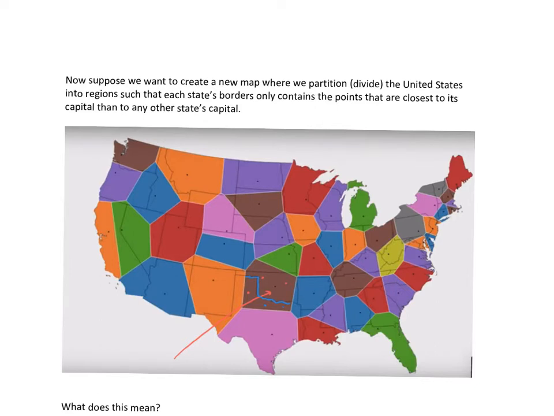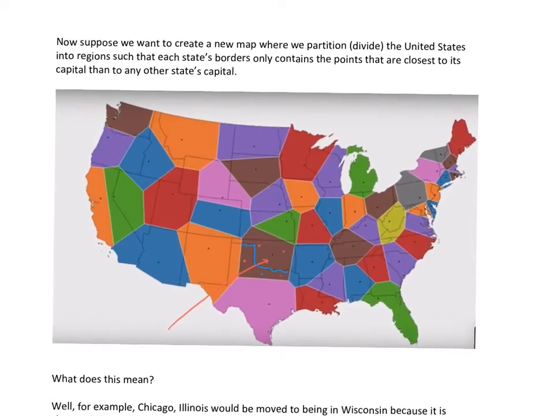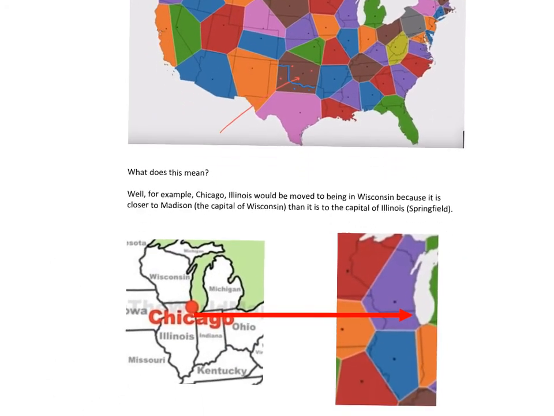We've now created a map where all of these regions are closest to one particular state capital than they are to any other capital. So I'm going to talk a little bit more about that to clarify some things on the next slide. Oh, sorry. I just needed to scroll to the bottom here.